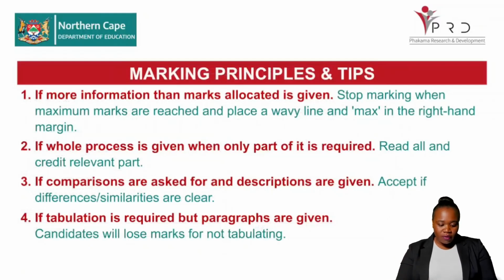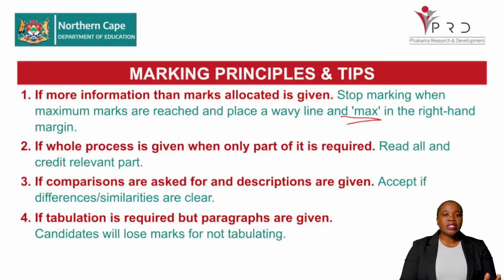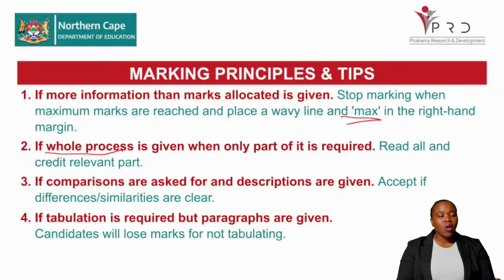The first one: if more information than marks allocated is given, stop marking when maximum marks are reached and place a wavy line and max on the right hand margin, meaning that you do not need to give too much information for little marks. Make sure that you give enough information for the marks that are allocated. Okay, if whole process is given when only part of it is required, read all and credit the relevant part. So if you do not quite know which part the question is asking for, you can give a whole process, and from that whole process, the required part will be marked correct and you will not lose any marks.